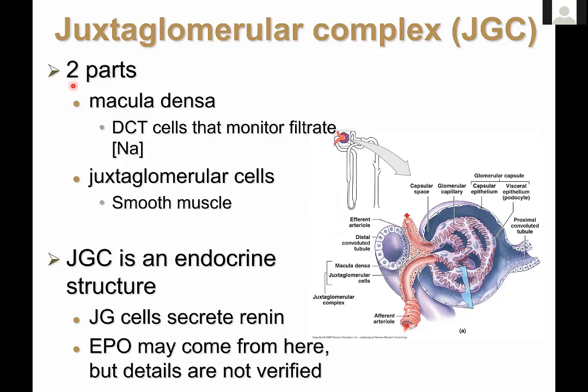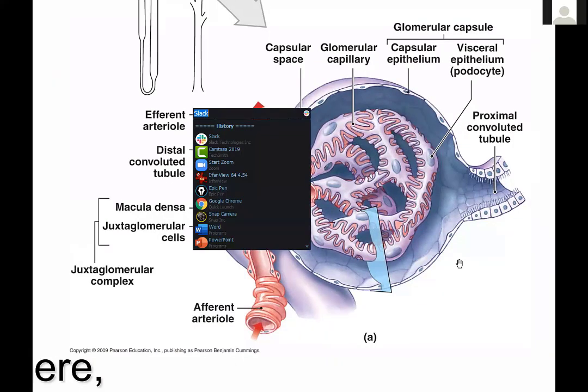So there's two parts to it. One is the macula densa. So if you look at the glomerulus, let me grab my magnifying glass here. I'm also going to grab my Epic pen.